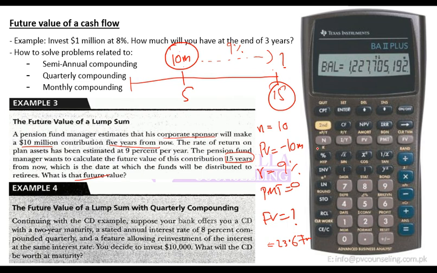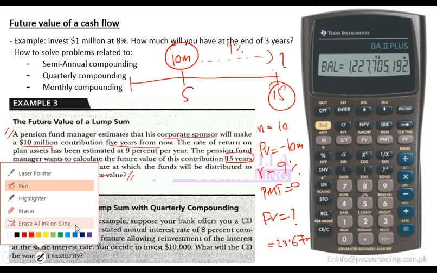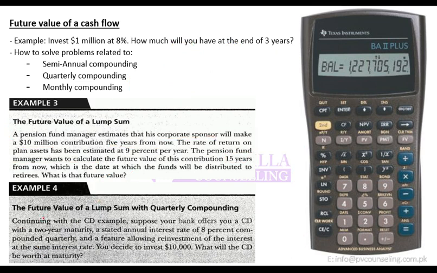So as long as you know how to use the calculator, and as long as you are able to interpret what is being asked in the question, you should be able to do these questions. This should be very basic and easy. Another example is continuing with the CD example. Suppose your bank offers you a, so this is a different example. There was a prerequisite, that's why they said continuing with the CD example.